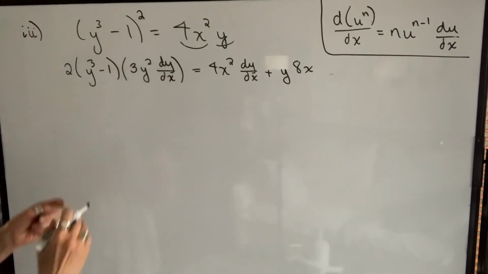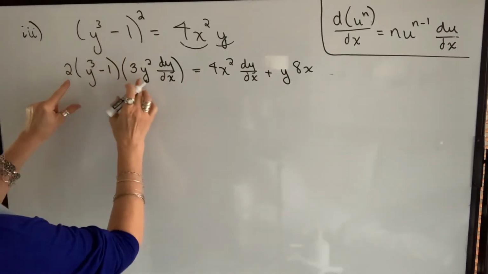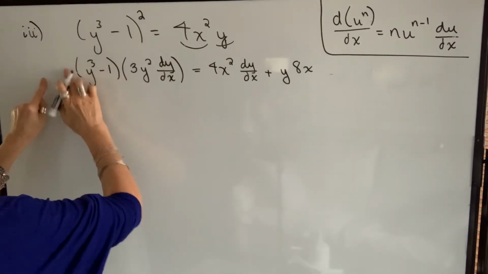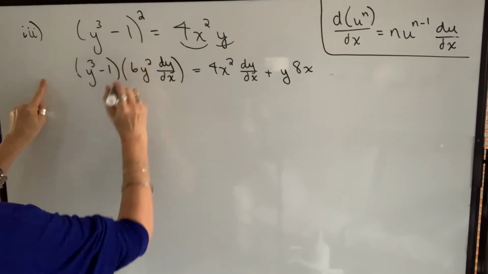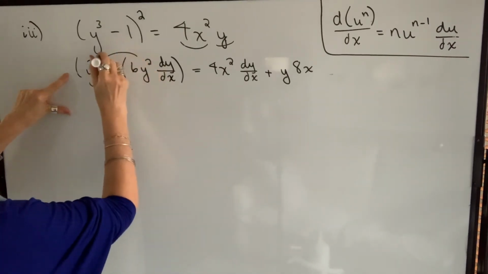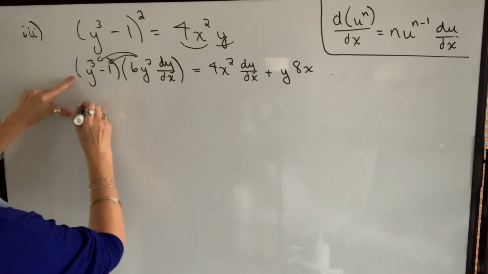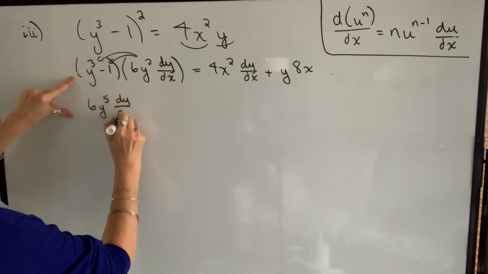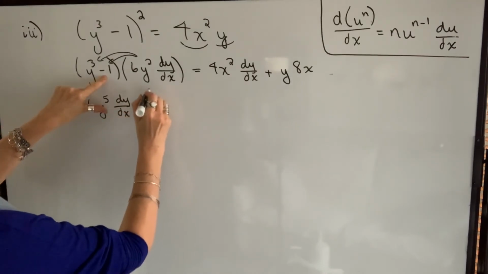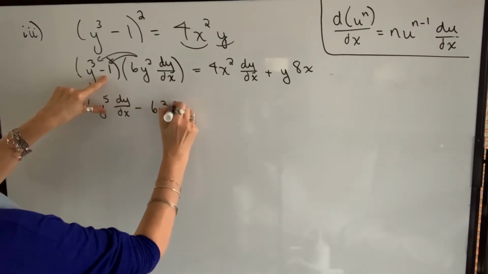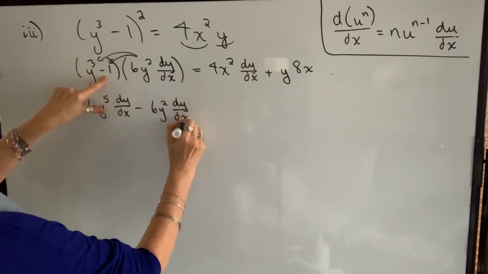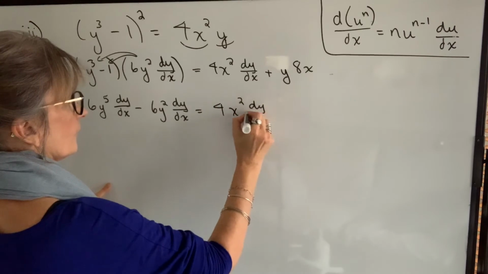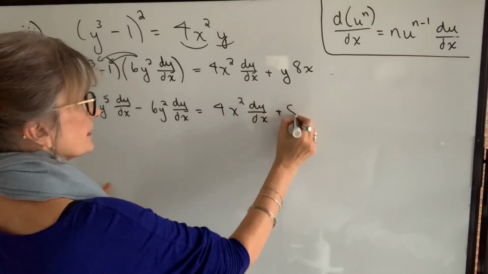My next step, I'm going to get rid of these grouping symbols, so I'm going to distribute 6y squared dy dx to each of these. So let's just take this 2 and multiply to the 3 and get a 6. So I'm going to now multiply that to each term. So I will get 6y to the 5th dy dx minus 6y squared dy dx. And I'm just going to write this as 8xy.